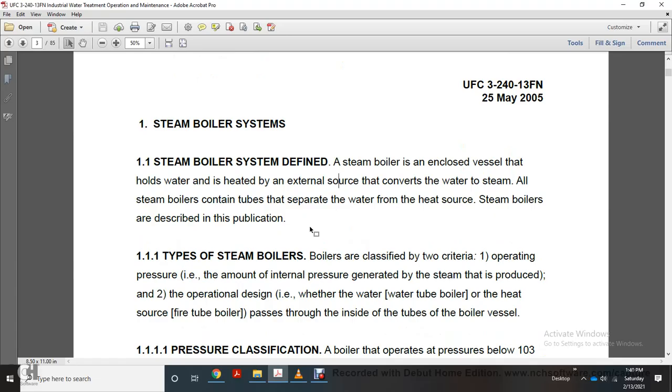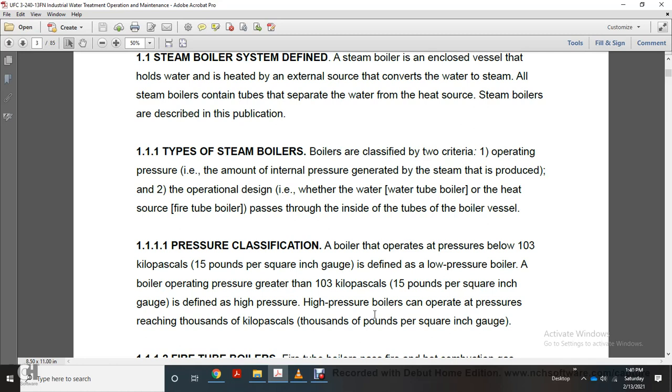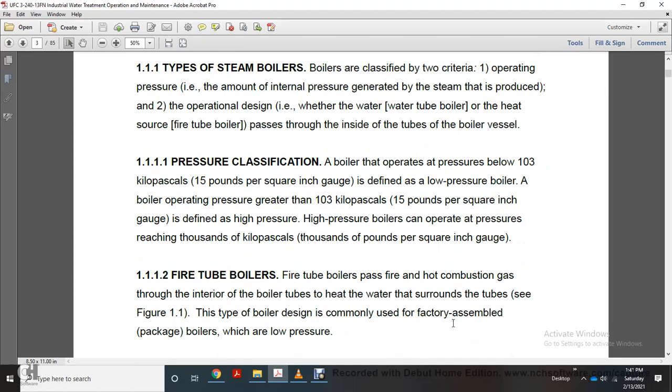Types of steam boilers. Boilers are classified by two criteria. One, operating pressure, the amount of internal pressure generated as steam is produced. Two, the operational design, whether the water or the heat source passes through the inside of the tubes of the vessel. Pressure classification. Boilers operating at pressures below 103 kilopascals or 15 pounds per square inch are defined as low pressure boilers. A boiler operating greater than 15 pounds per square inch is defined as a high pressure boiler. High pressure boilers can operate at pressures reaching thousands of kilopascals or 1,000 pounds per square inch gauge.